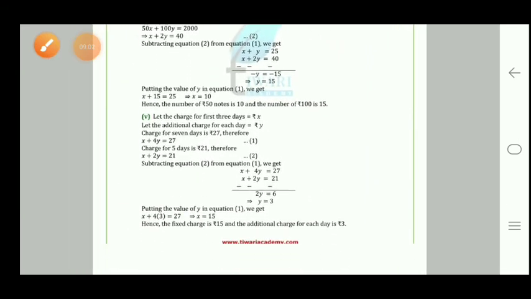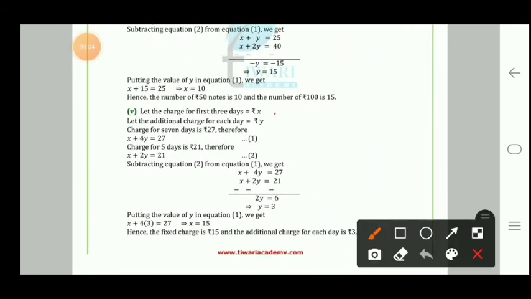So, let the charge for the first 3 days be rupees x and the additional charge per day be rupees y. So, charge for the 7 days is x plus 4y is equal to 27, because for the first 3 days it is rupees x. So, it means 7 minus 3, that is 4, remaining days. Then charges for the 5 days is rupees 21, therefore x plus 2y is equal to 21.